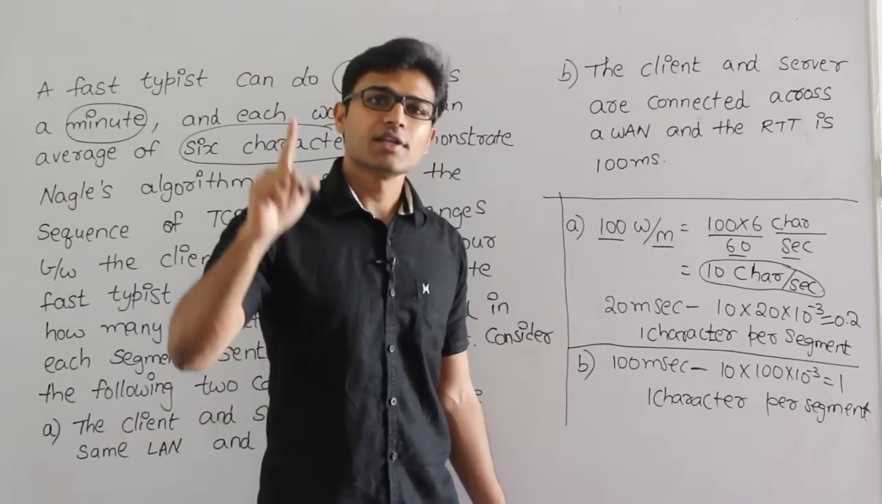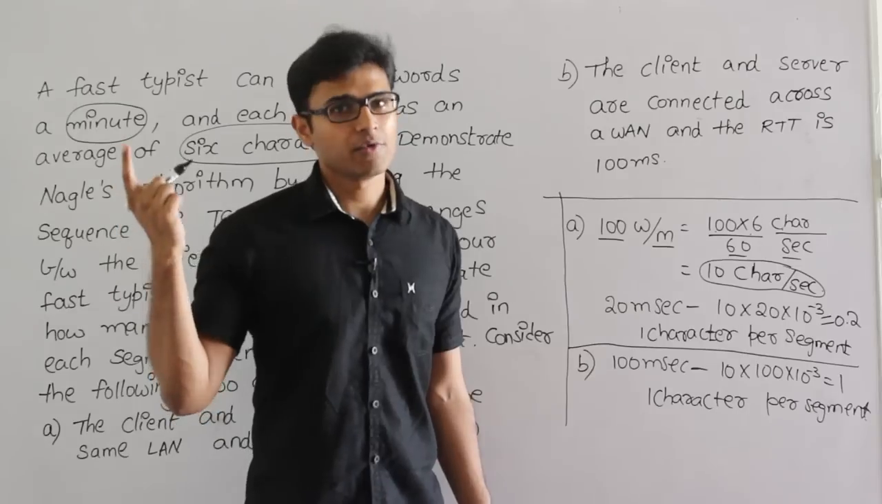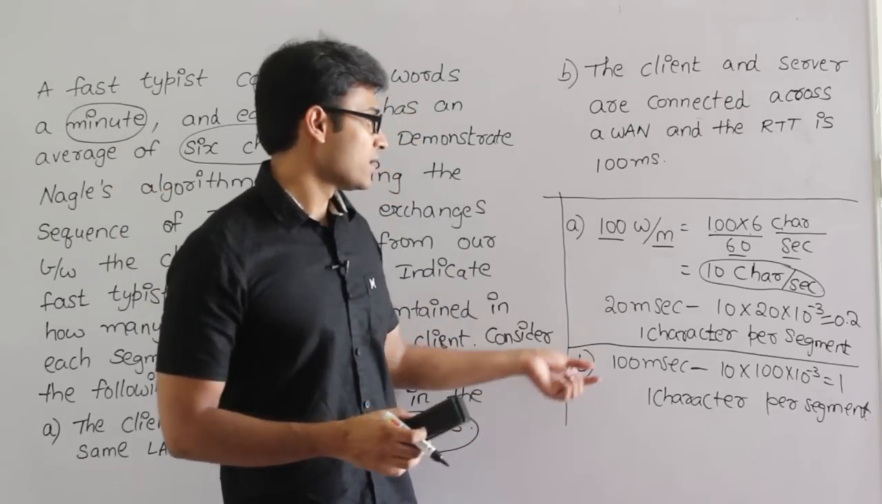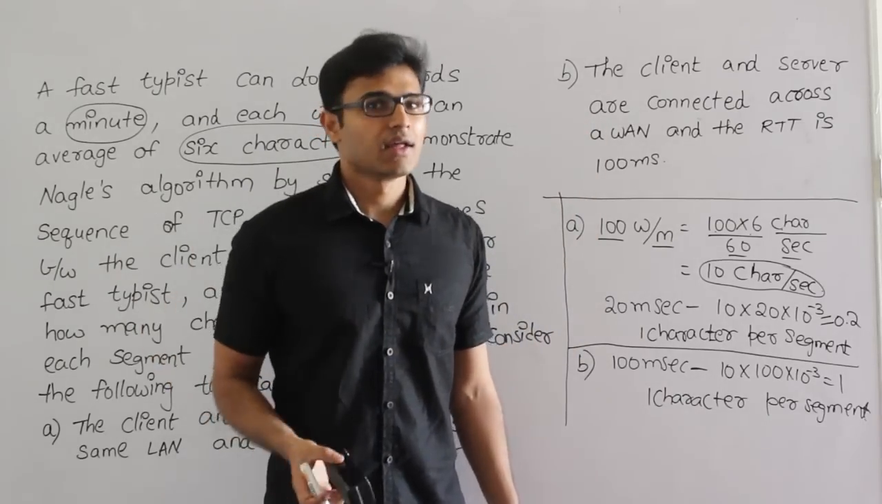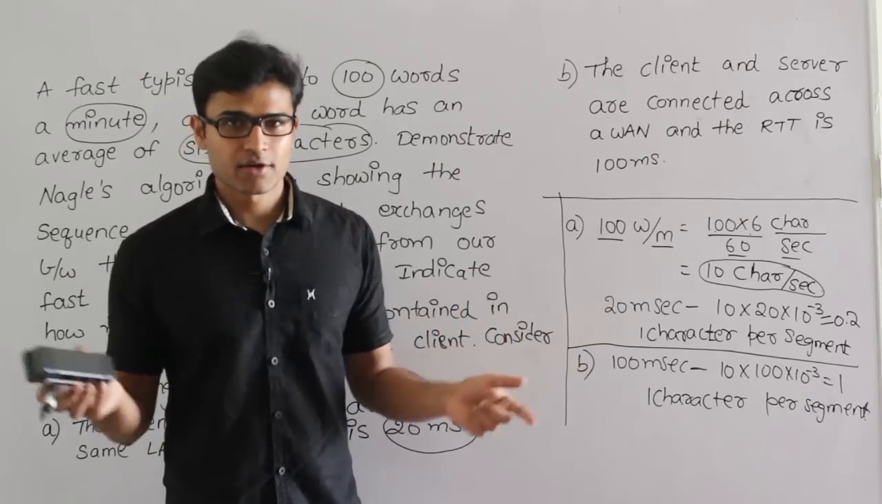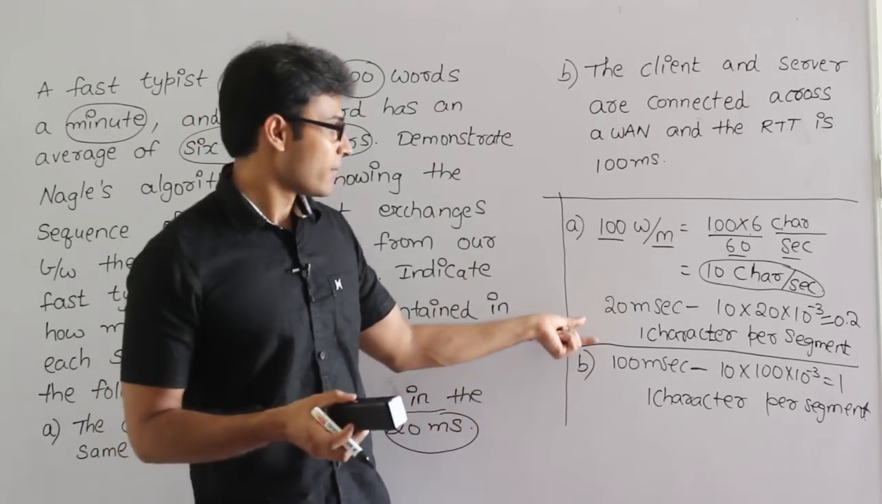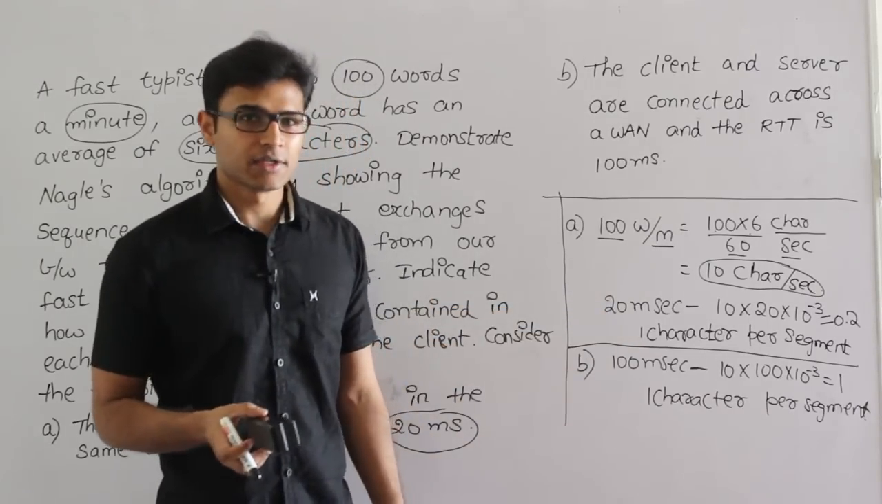I don't have any other choice. Then you wait for the first character to be generated. That is going to take more than round trip time. No problem. You wait for that time. And then you finally send one character in every segment. As and when one character comes, you send it. Because it is simply a waste of time waiting for the full segment or even waiting longer. So out of no choice, we are sending just one character per segment.